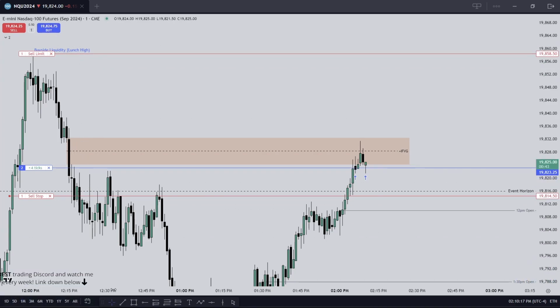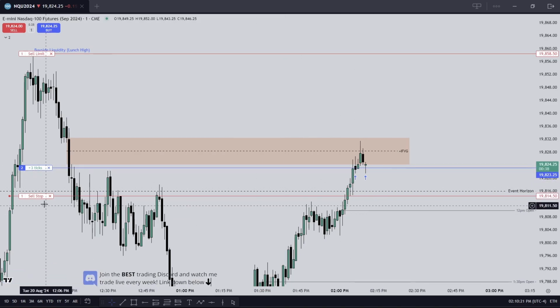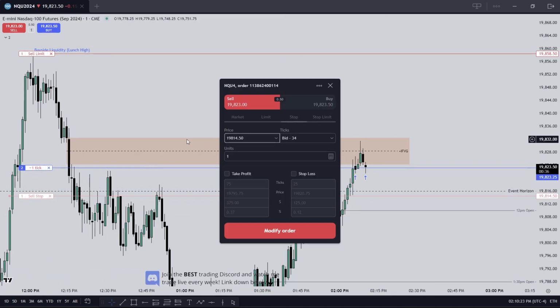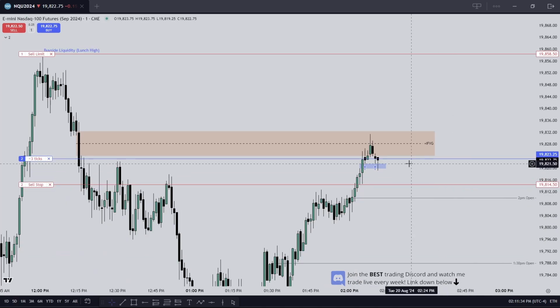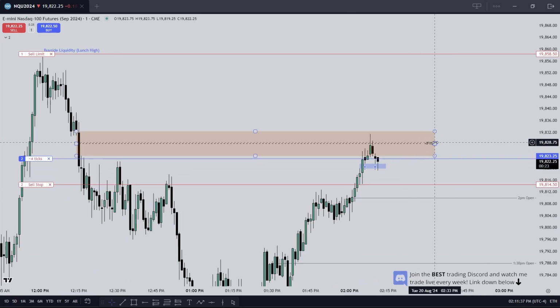I like that entry. That's a really cheap entry. Keeping my stop loss the same. Keeping risk small. This fair value gap up here. Again, I want to see us get above this fair value gap and treat it as support.